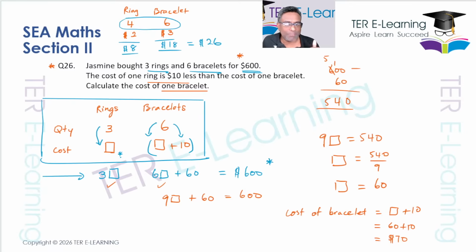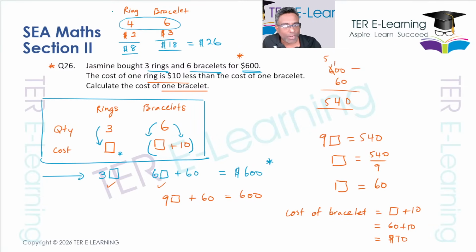And I assign the block to the one that has a smaller value. Since the ring is $10 less than the bracelet, it means the cost of the ring is less than the cost of the bracelet. So therefore, I'm going to assign the block to rings, and therefore the bracelet is going to be $10 more. So that is block plus 10.